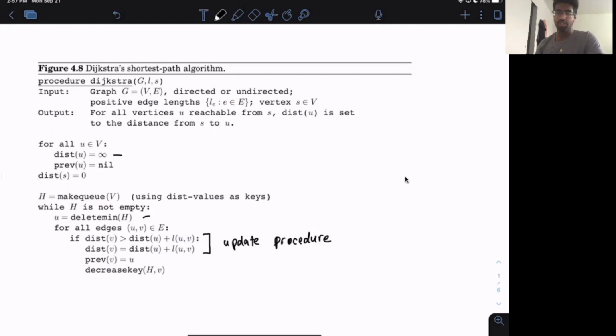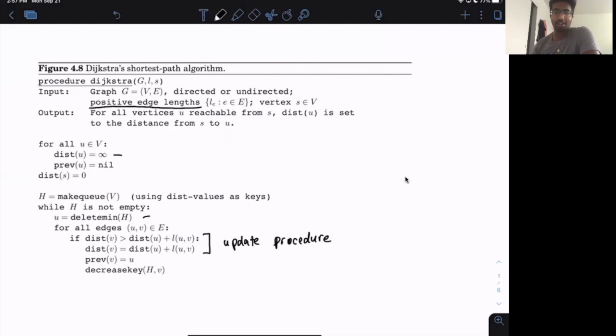And then we keep going through that procedure, iterating through all of the vertices until our priority queue is empty. That's kind of how Dijkstra's works. It'll give us the shortest paths. But an important thing to note with Dijkstra's is the input requires positive edge lengths, or more accurately, non-negative edge lengths, right? Why is that the case?